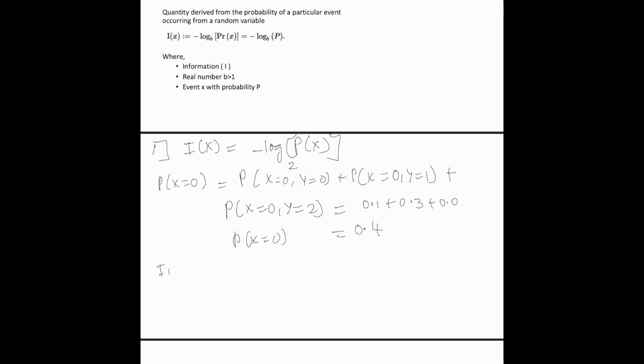Now the information content. I of p of x is equal to 0 will be minus log of p of x is equal to 0 to the base 2. So that will come out to be minus log of 0.4, and this comes out to be 1.322. So this is the value of a.